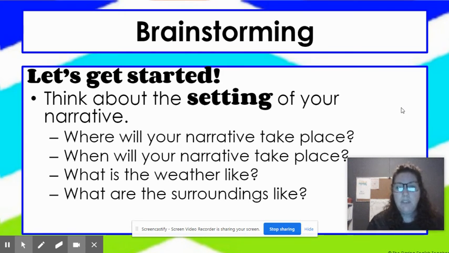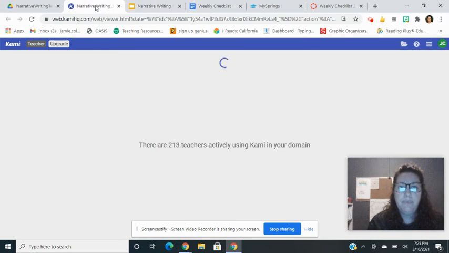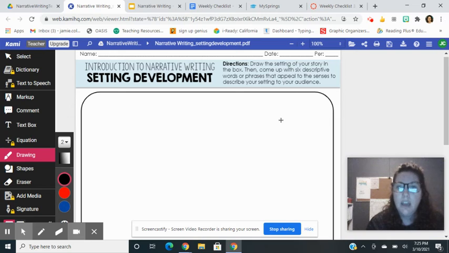So I've given you a brainstorming page in your assignment for you to fill out. And here it is. Draw the setting of your story in the box. Then come up with 6 descriptive words or phrases that appeal to the senses to describe your setting to your audience. Maybe your setting takes place in a park. Draw it out. Describe the park. Is it lush with greenery? That means it gets a lot of water. Maybe it's very brown. It doesn't get a lot of water, right?